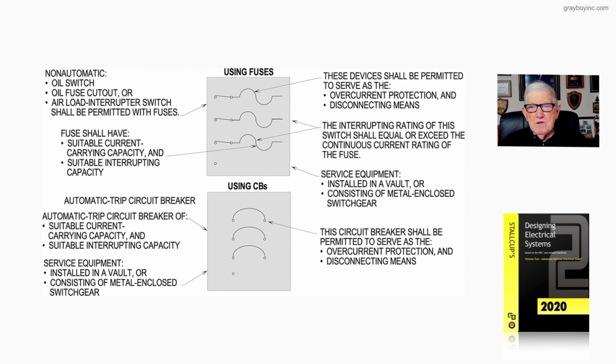And then the very same thing, the circuit breaker shall be permitted to serve as the overcurrent protection for the conductors and the equipment, and also serve as the disconnecting means. And that's what our figure 17-13A here is illustrating.